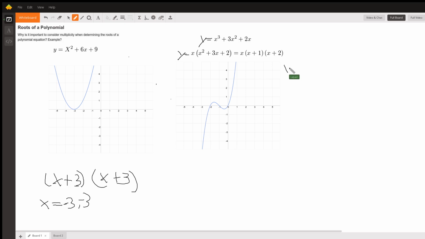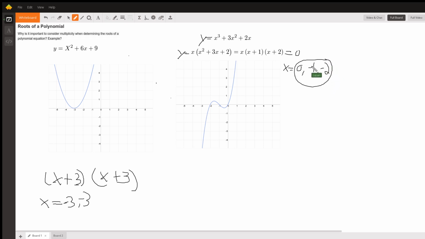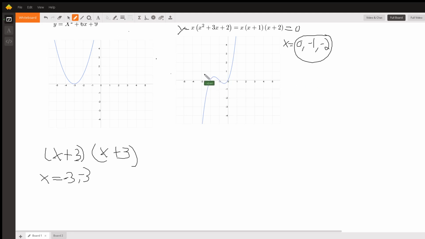So in doing so, this means your x values are equal to 0, -1, and -2. You have to set this equal to 0 and then solve for x in order to receive these numbers as your roots. So if we look at the graph, we can see when x approaches -2, when you put -2 in here, it passes through -2. Then it passes through -1 as well, and it passes through 0.